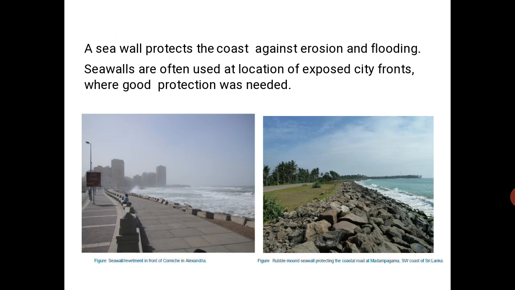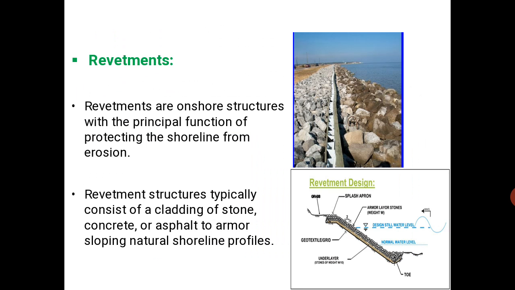Revetments. This is the next structure of coastal protection. Revetments are onshore structures with the principal function of protecting the shoreline from erosion. Revetment structures typically consist of a cladding of stone, concrete or asphalt to armor sloping natural shoreline profiles. We can see the image and cross-section of revetments.